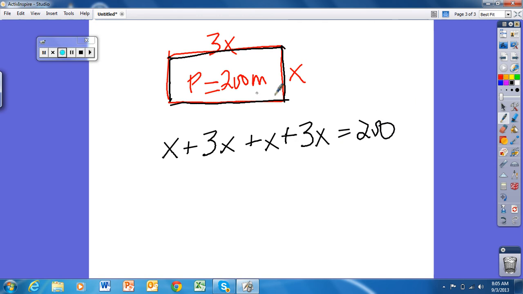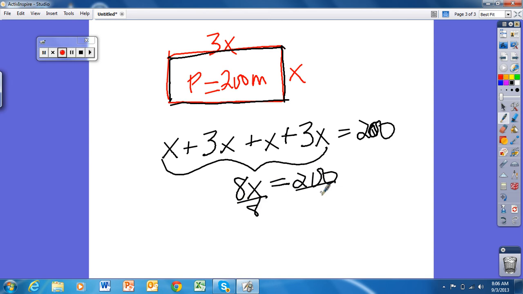I'm going to leave the m out because that's just a unit. And if I put m here, that could confuse me because I would think it was another variable. So we'll just add the units in at the end. Okay, we're going to combine like terms here. So we have 1, 2, 5, 8 x's equals 200. Divide by 8. And x equals 25 meters. So that means that the width of this rectangle is 25 meters and the length is 75 meters.